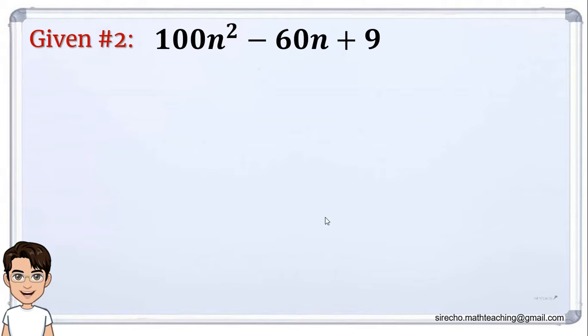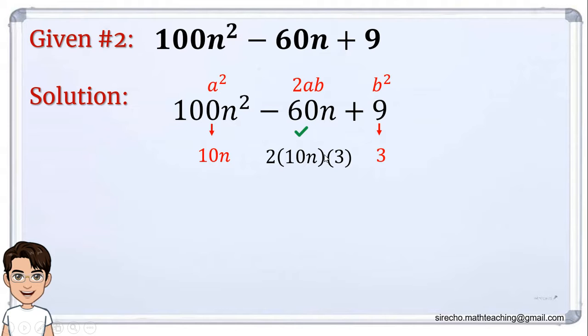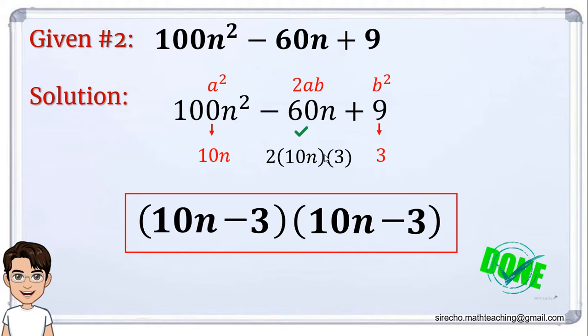100n squared minus 60n plus 9. So, ganun din ang gawin nating process. So, kuhanin natin ang square root ng first term at saka ng last term. So, 10n at saka 3 ang pinanggalingan ng ating first and last term. So, to check kung tama ang ating middle term na 60, we have to multiply 2 to each square root. So 2 times 10n times 3, so 20 times 3, 60. So tama. Therefore, our final answer is 10n minus 3, and then multiply to itself 10n minus 3, and that's our final answer.